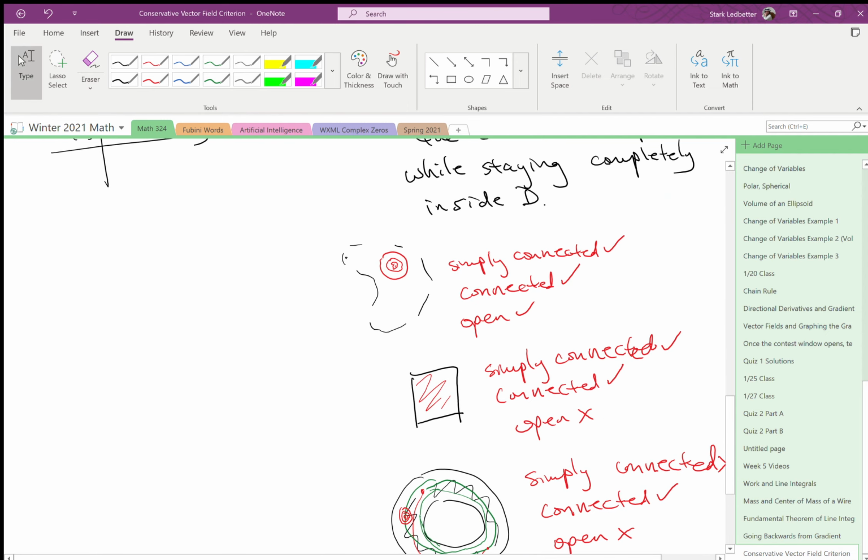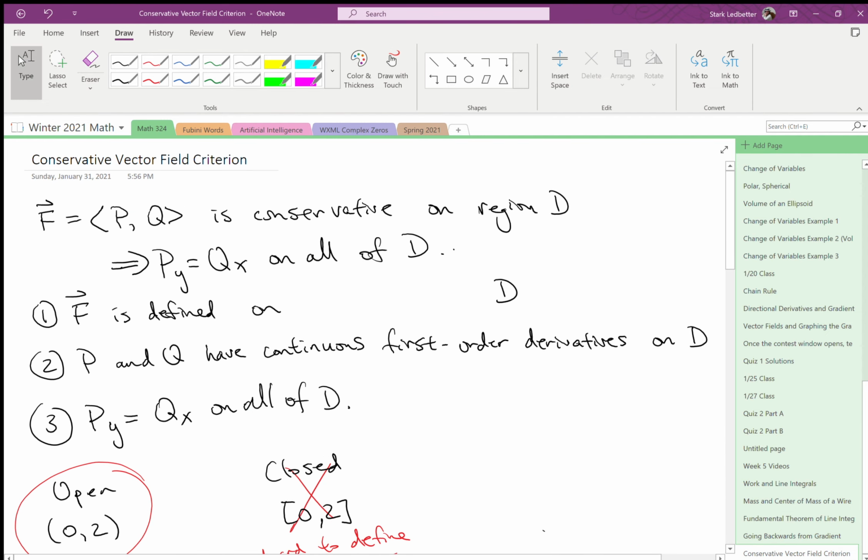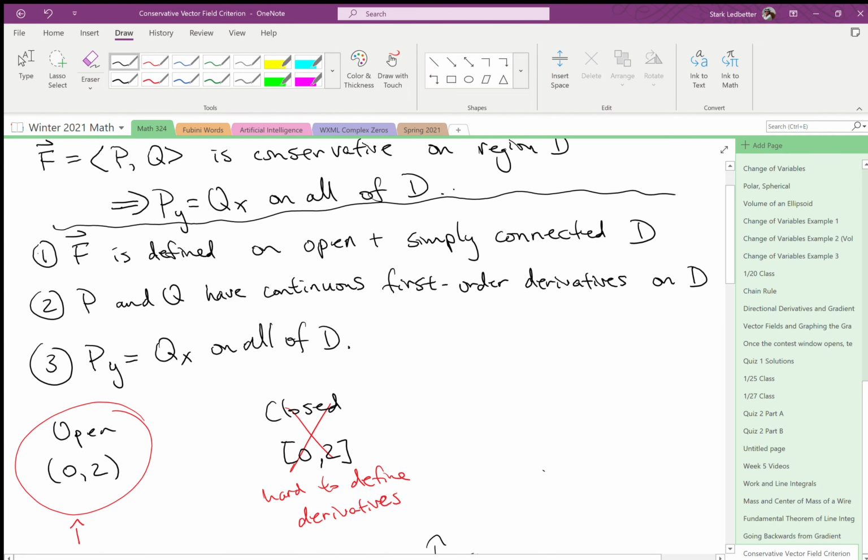Okay, so I can finally fill in where am I? F is defined on some sort of D. Here it is. It's an open and, need more space, simply connected D. Okay, so the top part was the necessary condition. Here's the sufficient condition. If 1, 2, and 3 are all true, then they imply that my vector field F is conservative.